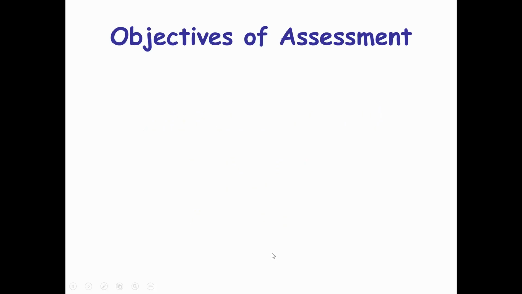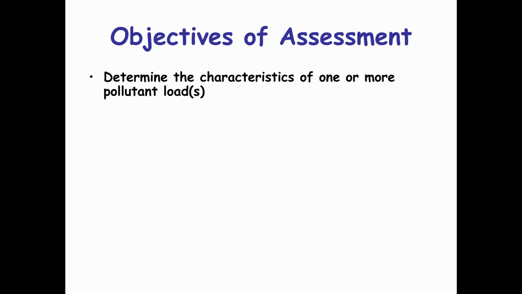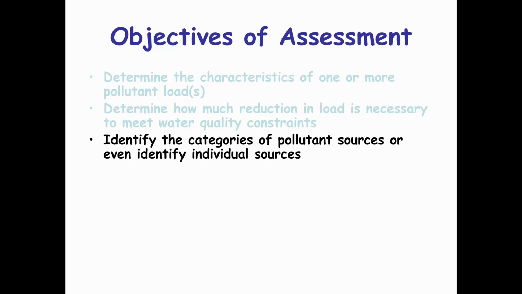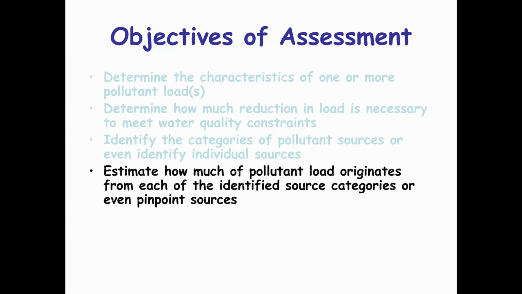The objectives of assessment are to determine the characteristics of one or more pollutants, to determine how much reduction in load is necessary to meet water quality constraints, to identify categories of pollutant sources or even identify individual sources of a particular pollutant, to estimate how much of a pollutant load originates from each of the identified source categories or even pinpoint sources.